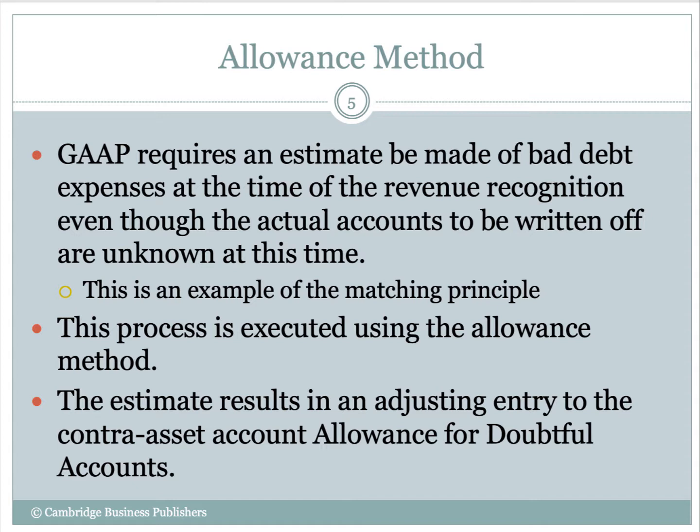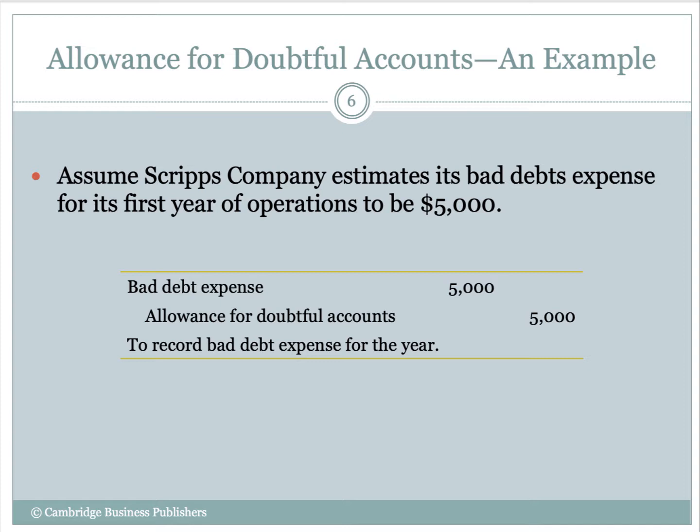Okay, so let's look at an example. Let's assume that Scripps Company estimates its bad debt expense for its first year of operations to be $5,000. So we estimate that out of all of our credit sales, $5,000 of those will not be collected. What do we do? Well, it's an estimate. So we debit bad debt expense and credit allowance for doubtful accounts, and this is what we do to record the bad debt expense for the year. Notice we do it for the upcoming year.